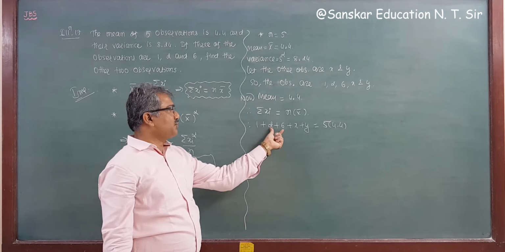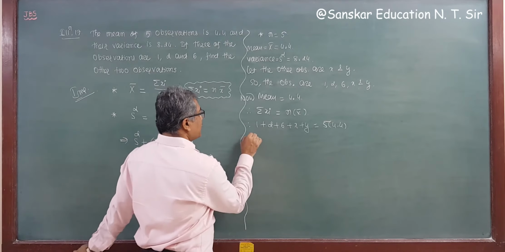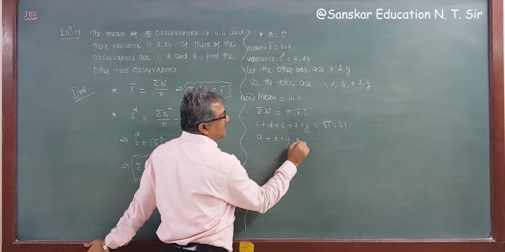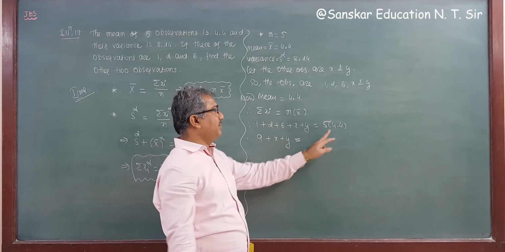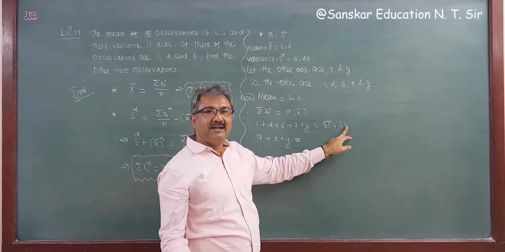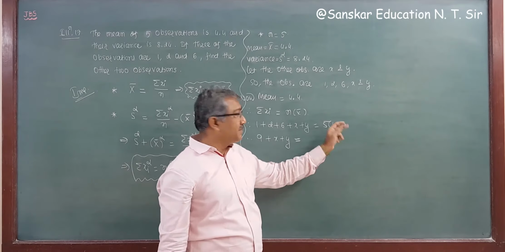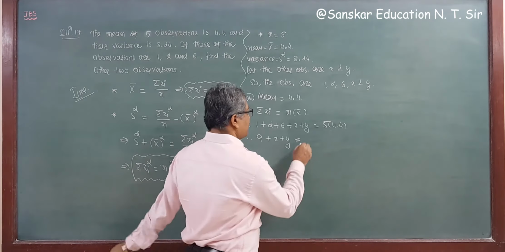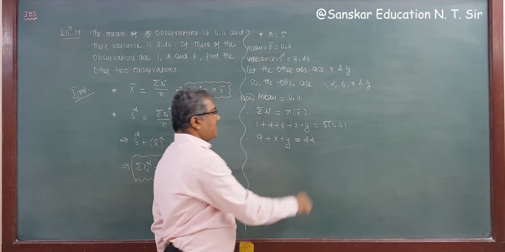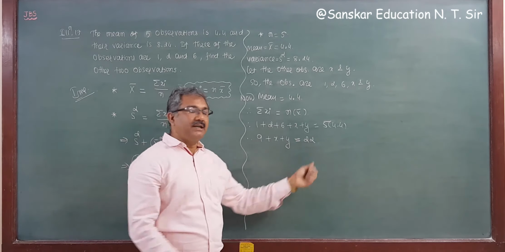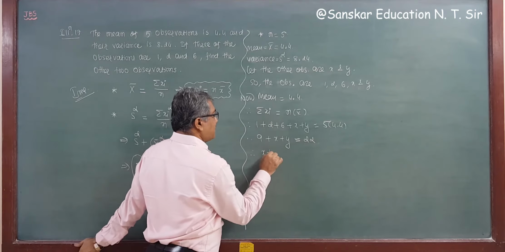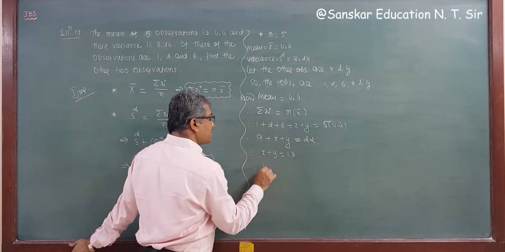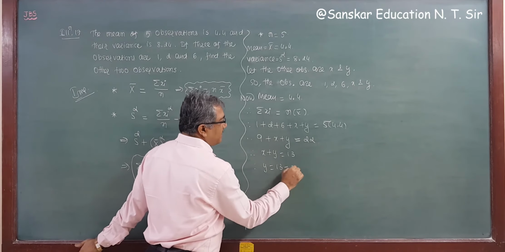Now 6 plus 2, 8 plus 1, 9. So this is 9 plus x plus y is equal to 4 into 5, 20. 20 plus 2, that is because we are multiplying with 0.4, that is 2. So this is 22. So x plus y is equal to 13. From this, making y the subject, y is equal to 13 minus x. Say, reason number 1.